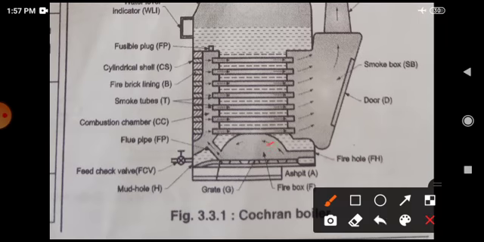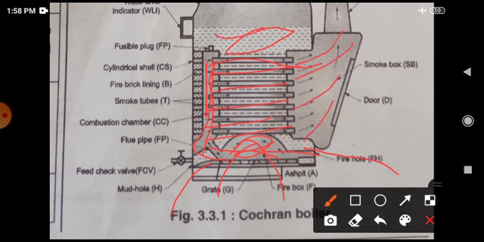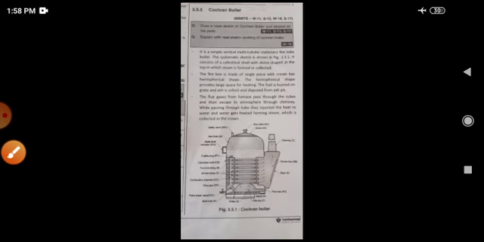The fuel is burned at these places. Here the fire hole is there. Fuel is burned and the ash formed is collected through ash pits and mud holes. Then the hot flue gases pass through the tubes, rejecting their heat to the surrounding water, and these are exhausted to the atmosphere, in this way increasing the temperature of steam.